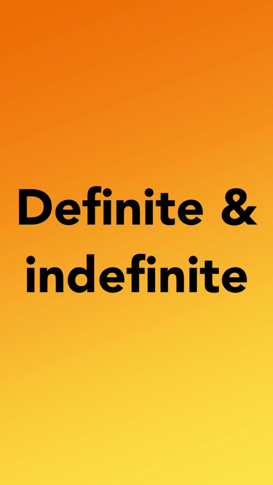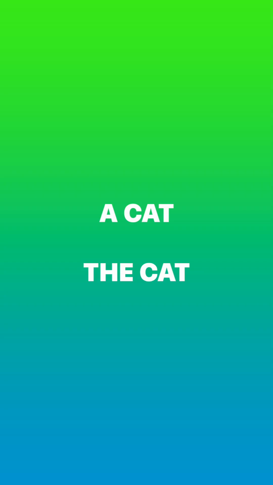Another interesting fact is that English and Swedish both distinguish between definite and indefinite forms. For instance, there is a big difference in both languages between a cat and the cat, because a cat could be any cat, while the cat is always a specific cat.